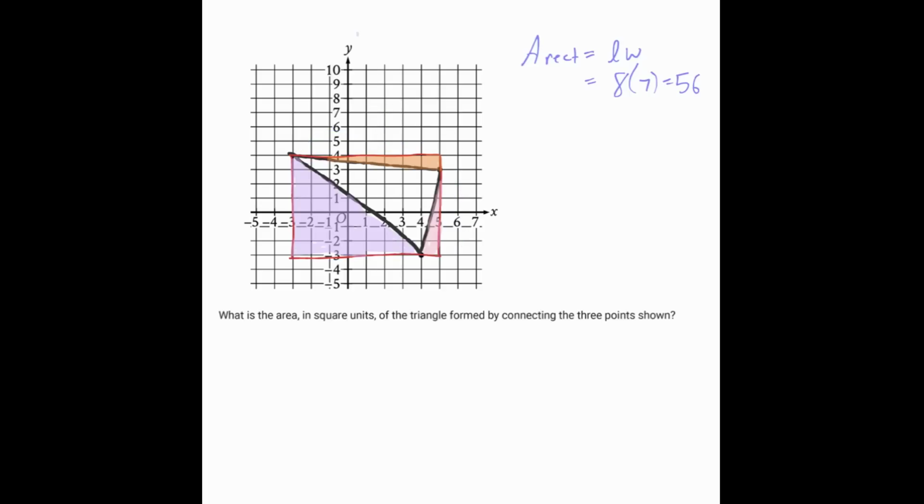Now let's start working on the triangles. Triangle number 1, which I guess can be this purple triangle. It has a base that goes from -3 to 4, so a base of 7, and a height that goes from -3 to 4, so a height of 7. So 7 and 7, and the area will be 1/2 times 7 times 7, which is 49 over 2.